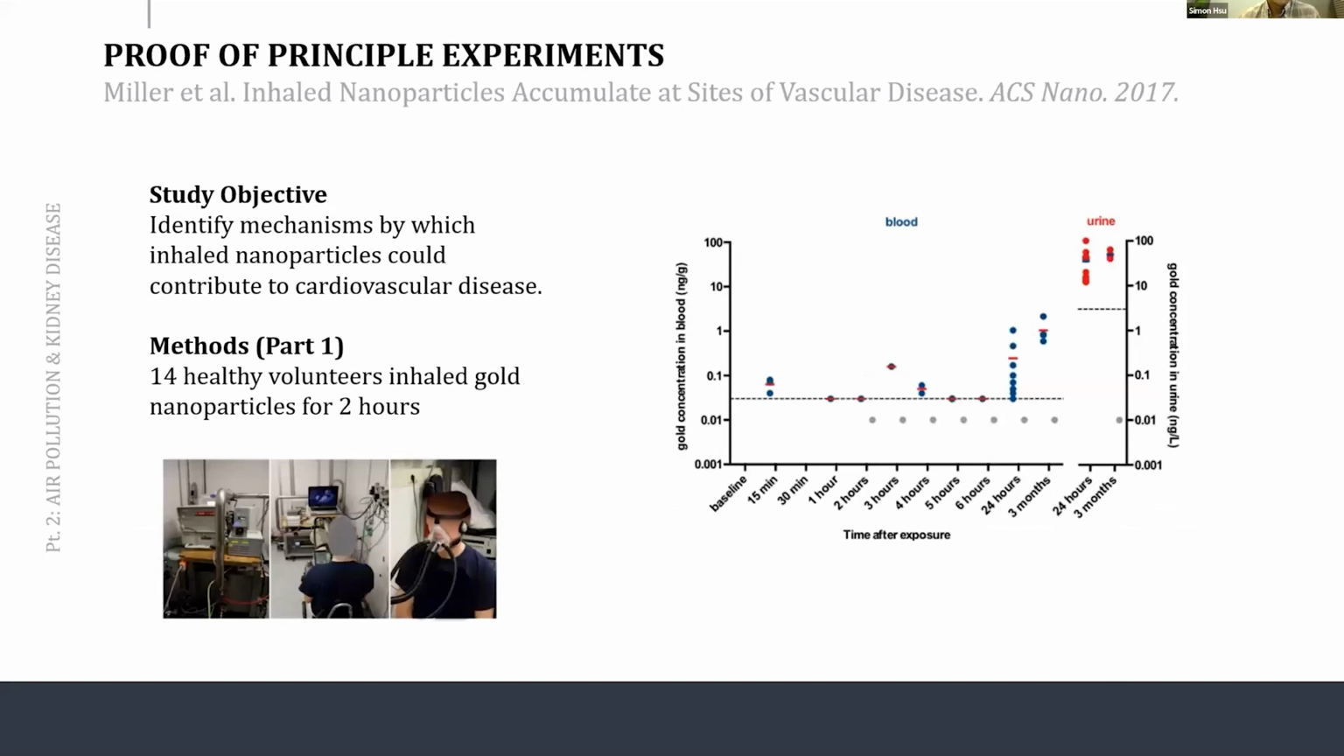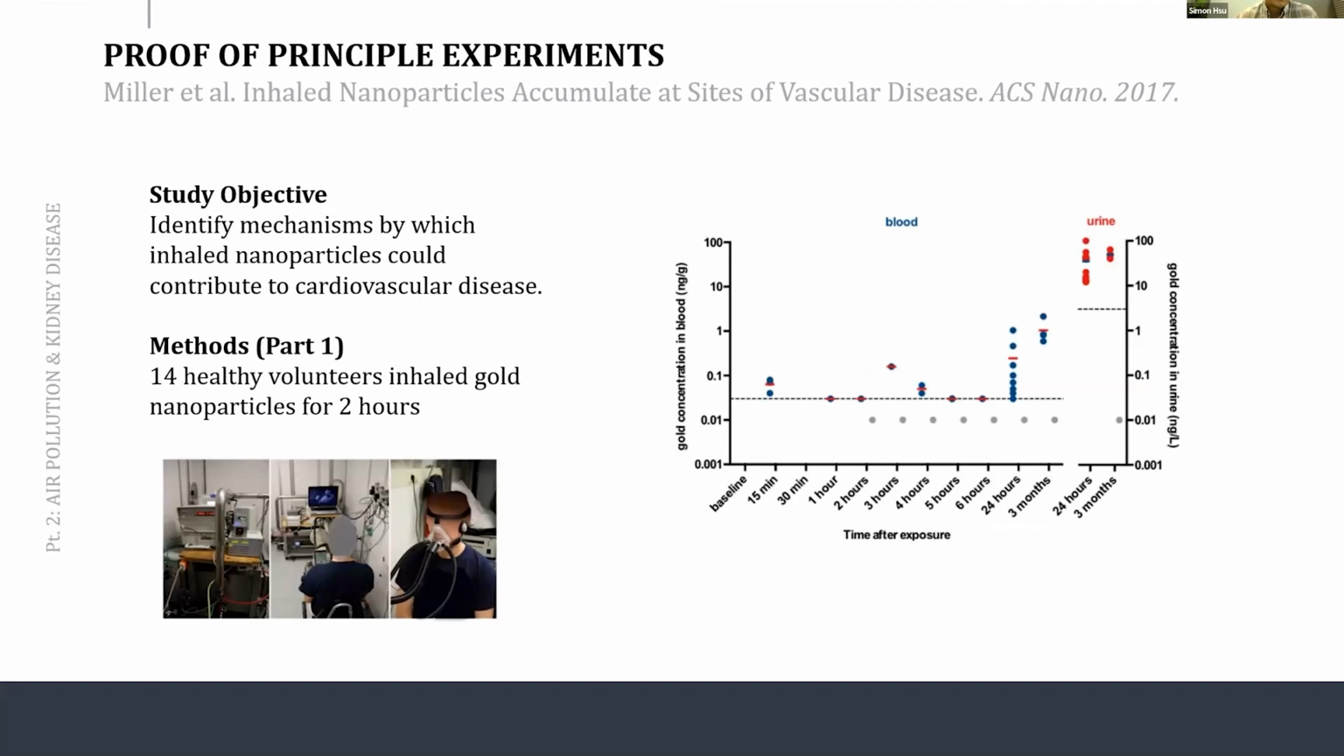All right, so how could air pollution really cause kidney disease? Well, this was partially answered by a proof of principle study done by Miller and colleagues in 2017, a study that I thought was really neat. And so these investigators initially set out to identify mechanisms by which inhaled nanoparticles could contribute to cardiovascular disease. And in the process, we also learned something about how it may affect kidney disease. So there are really two parts to the study.